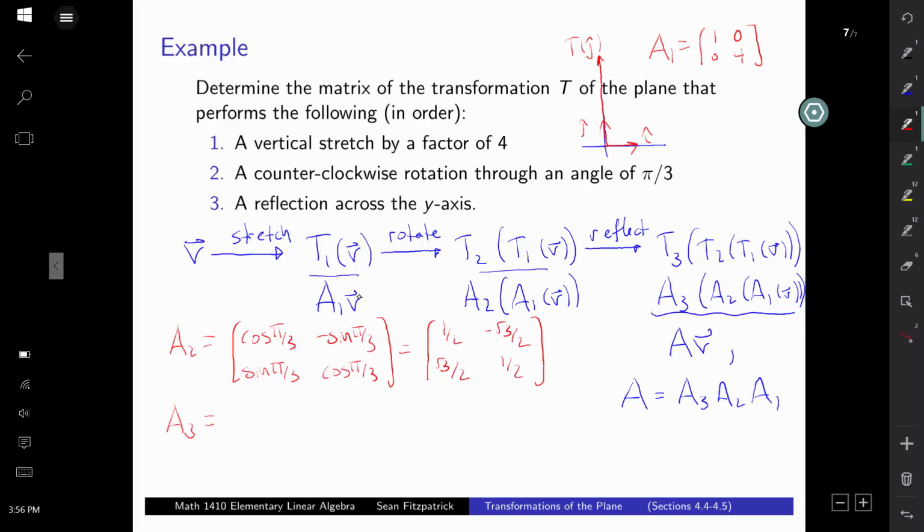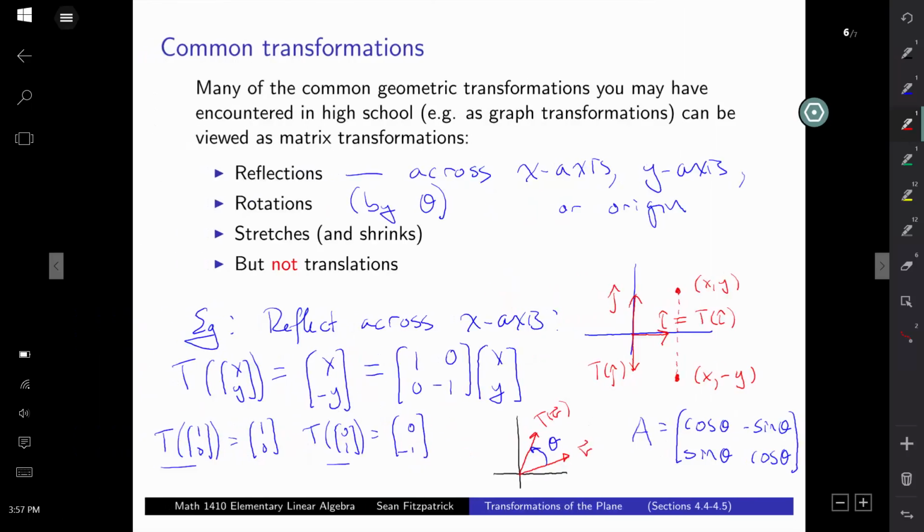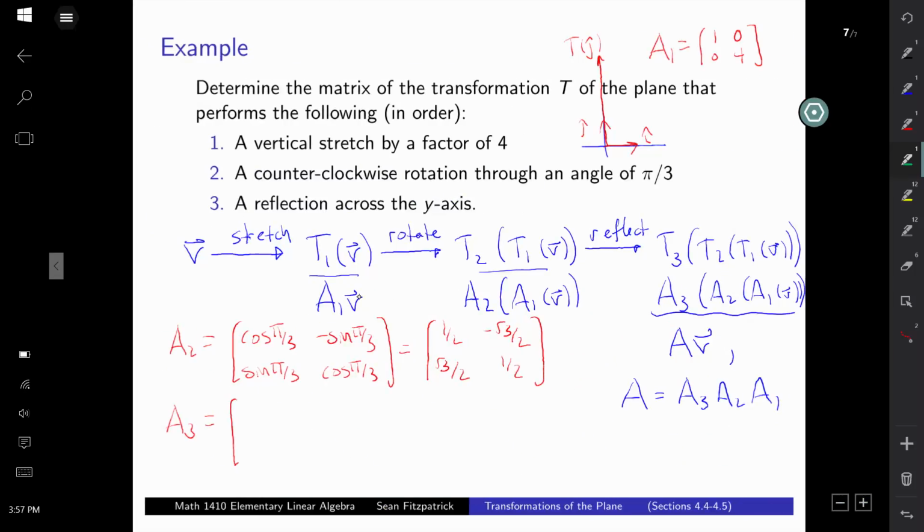A3 is a reflection across the y-axis. Let me hop back for a second. If I were to reflect across the y-axis instead of the x-axis, that would mean changing the sign of the x-coordinate instead of the y-coordinate. So instead of putting the -1 down there, I would put the -1 up here, so the x gets multiplied. So I get [-1, 0; 0, 1].